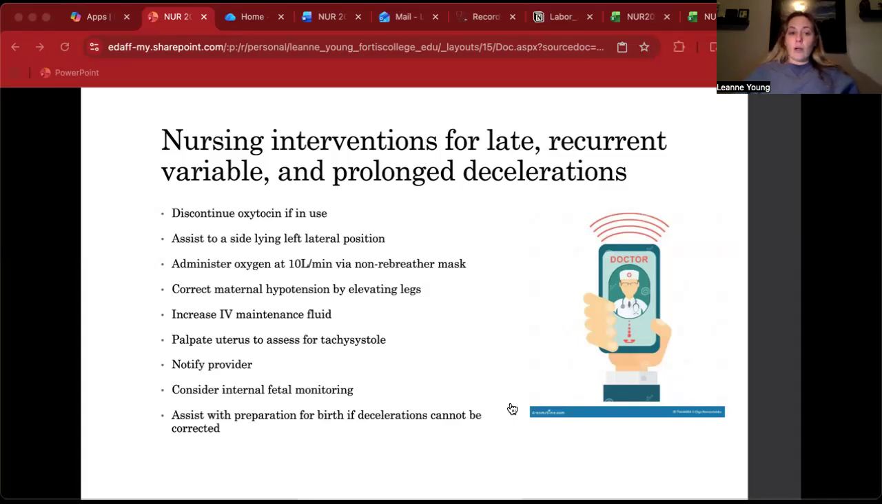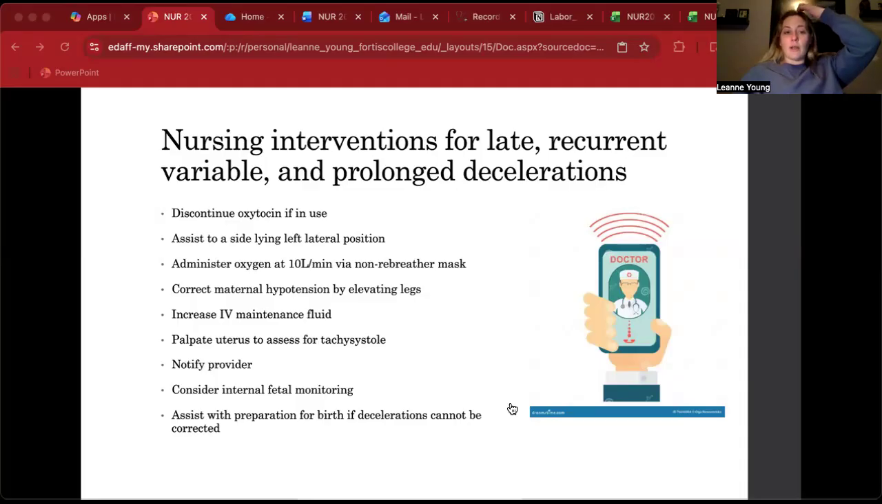All right, so we kind of talked about this already, but nursing interventions for late, recurring variable and prolonged decels. We're going to call our doctor, okay? Not necessarily first, but that is definitely high up on the list. If we are running in any medication to cause mom to have contractions, which is oxytocin, which we will talk about in a bit, we need to shut that off. Before you do any other intervention, if you are having Pitocin running through your IV, you need to stop it, okay? Turn mom onto a left side lying position.